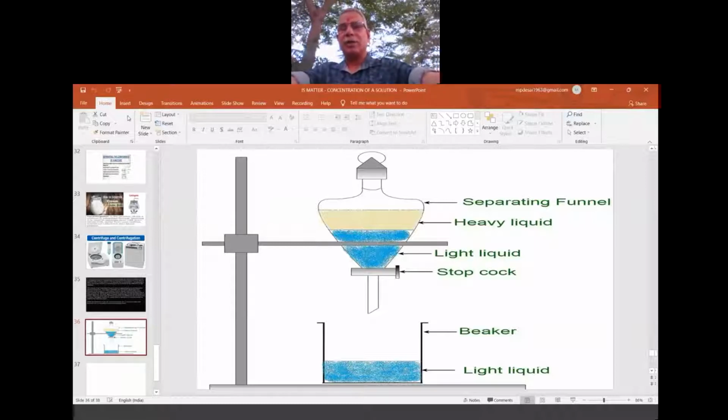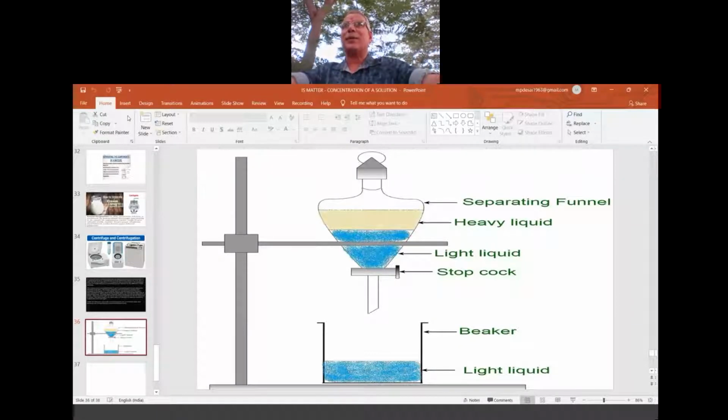That's why we have taken a special funnel, which is not a normal funnel. This funnel is best for separating a particular kind of mixture. What kind of mixture? This separating funnel we use to separate two liquids which are immiscible.